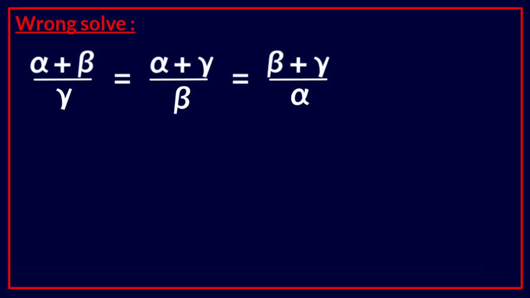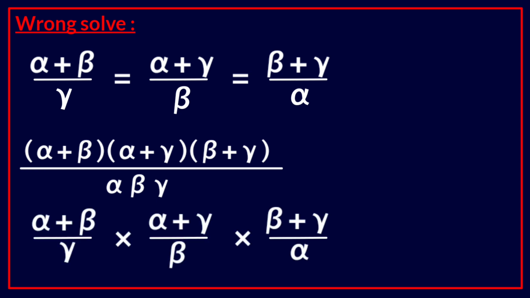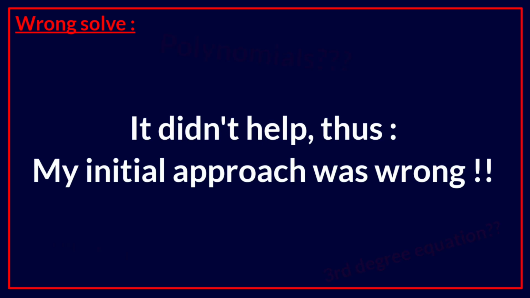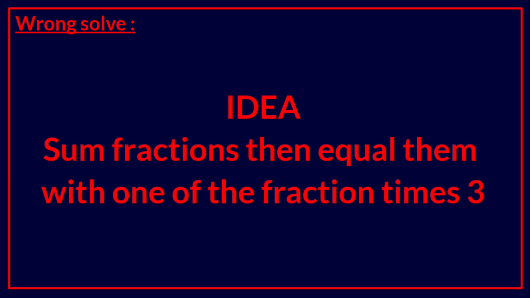At first, when I tried to solve the problem, I noticed that the value we were asked to find was the product of the equal fractions, so it could be written as the cube of one of the equal fractions. But this didn't help. It just complicated the problem, so my initial approach was wrong. I tried to figure out the sum of the equal fractions to equal them with one of the fractions times 3, but it also didn't help.